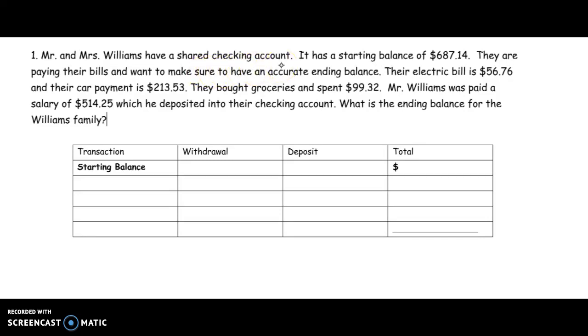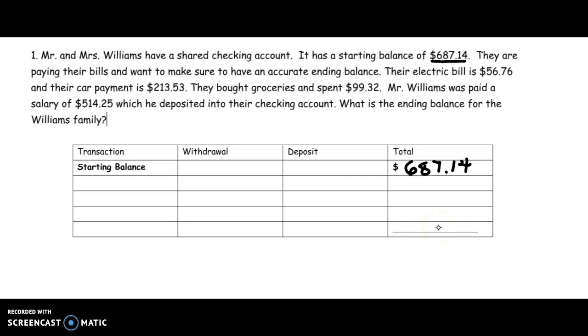It has a starting balance of $687.14. So that starting balance is going to go right here, and that's what you're starting with. And then you need to go through and look at the problem and find out what are the things that they're using their money for. Is it a withdrawal? Is it a deposit? And then at the very end, come up with whatever money they have in their account after they're done paying all of their bills and getting money.